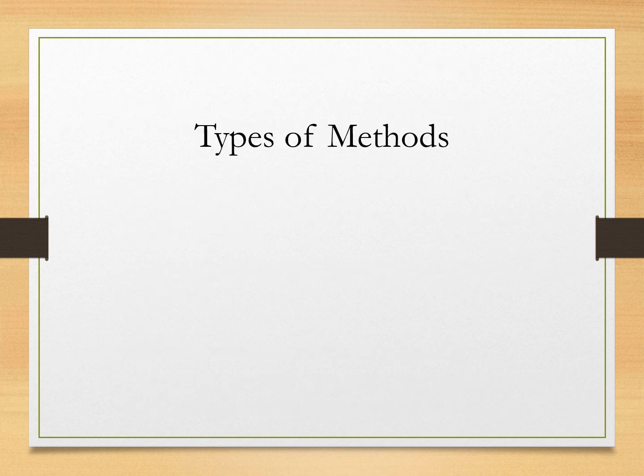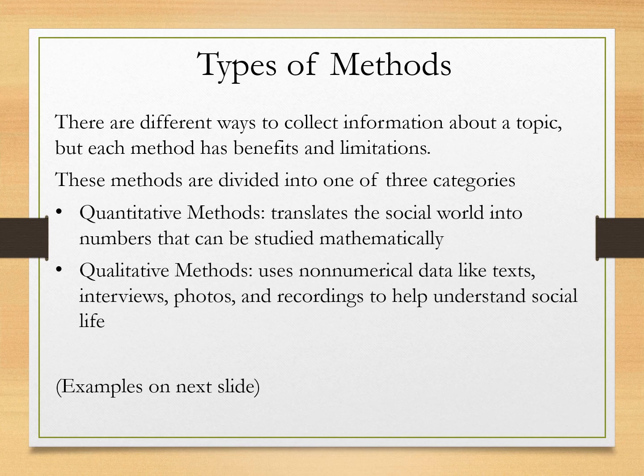Now we're going to briefly talk about a few types of methods. Methods can be broken down into two broad categories: quantitative methods and qualitative methods. Sometimes there's a third category put in called mixed methods. That simply means some combination of quantitative and qualitative methods. There are different ways to actually collect information about a topic, and we have those categories there.